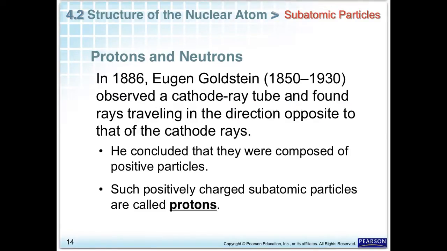Now, electrons are not the only thing found inside an atom, and in 1886, a scientist named Goldstein observed a cathode ray tube, and he observed and found rays traveling in the opposite direction of the cathode rays. Well, for every negative, we have a positive. So he concluded from experiments that they were composed of positive particles, and today we call those protons.